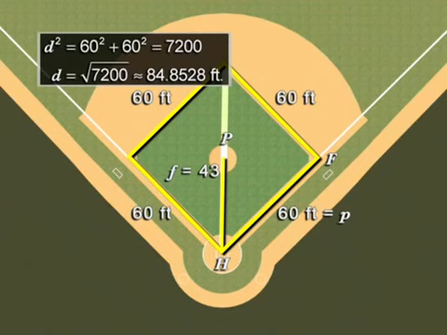But it's not. The distance from home plate to second base is 84.8528 feet. The bottom line is the pitcher's mound, being 43 feet from home plate, is not halfway between home plate and second base. Now, it's not off by much, about a foot and a little bit more, but I thought that was kind of curious. It's not in dead center of that square. It's not in the middle of the square, is it?